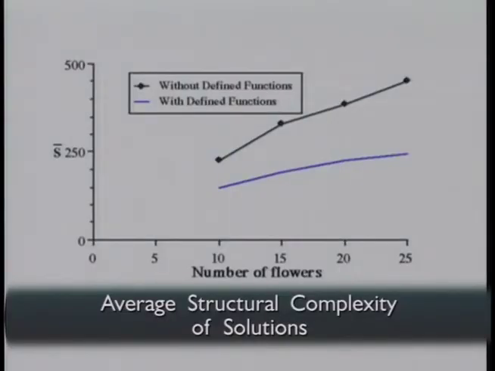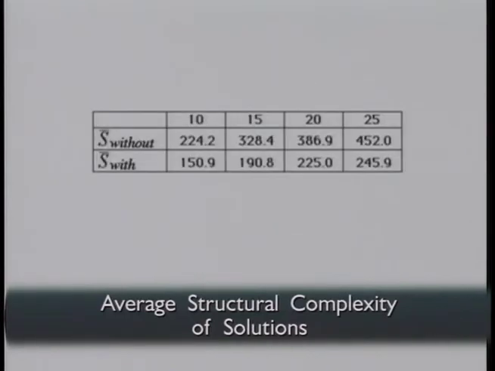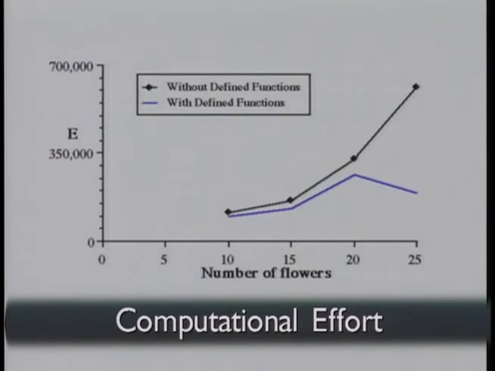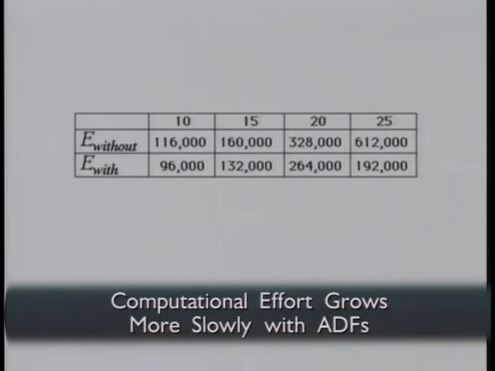When we compare the average size of the evolved solutions to the Bumblebee problem with 10, 15, 20, and 25 flowers, with and without automatically defined functions, we can again say that the average size of the solutions produced by genetic programming increases as a function of problem size at a lower rate with automatically defined functions than without them for this problem. When we compare the computational effort for the Bumblebee problem with 10, 15, 20, and 25 flowers, with and without automatically defined functions, we can again say that the computational effort without automatically defined functions grows explosively and nonlinearly as a function of problem size.